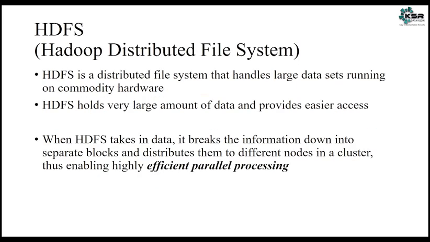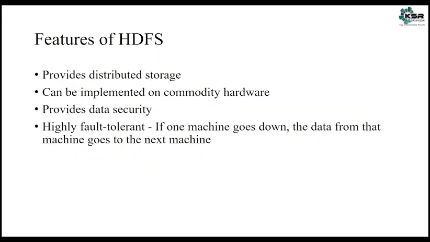Okay, now it says that HDFS is a distributed file system that handles large data sets running on commodity hardware. HDFS holds a very large amount of data and provides easy access. When HDFS takes in data, it breaks the information into separate blocks and distributes them into different nodes in a cluster. Why do we have to read all these stories? Let's see with an example.